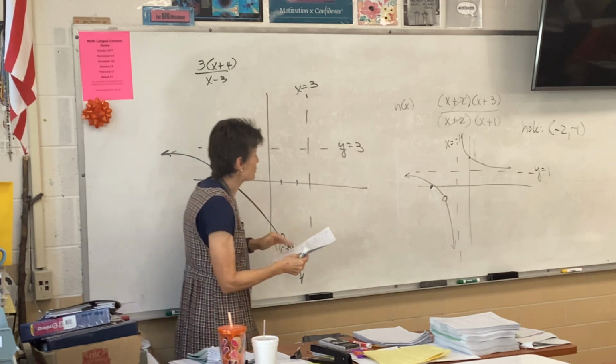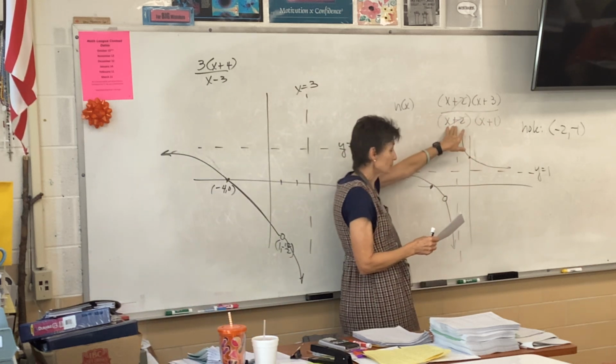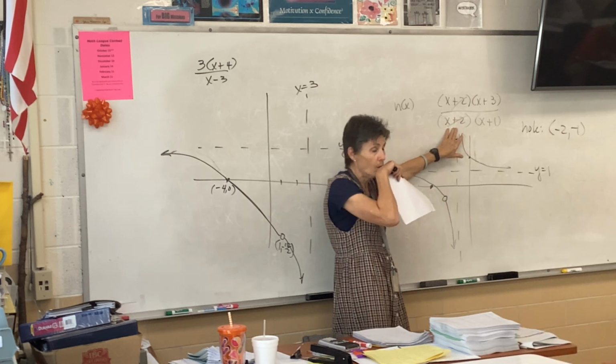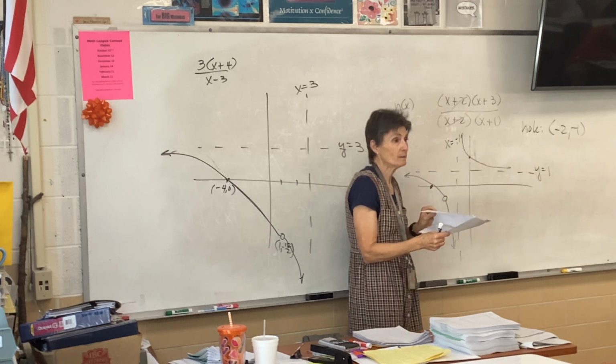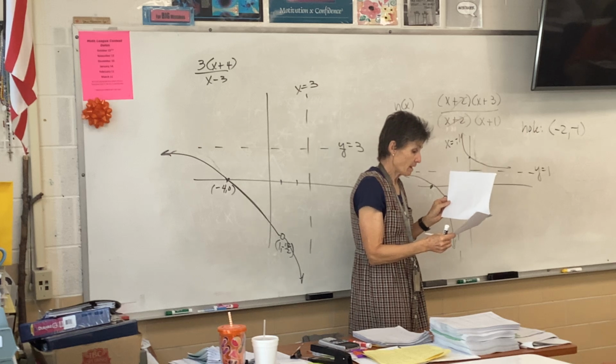And then H, I did H, I factored it and canceled. It has a hole at -2. So the odd one out was 1. All right.